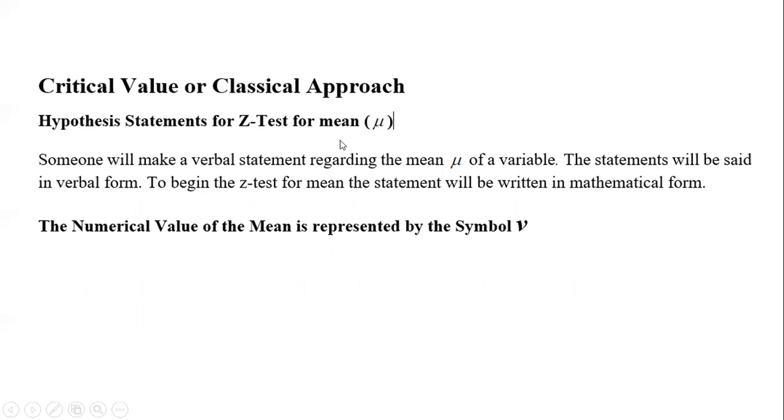So you first have to state a pair of hypotheses. Someone will make a verbal statement regarding the mean of a variable. The statement will be said in a verbal form. To begin the z-test for mean, the statement will be written in mathematical form. So for the z-test for mean, verbal form has to be converted to mathematical form.